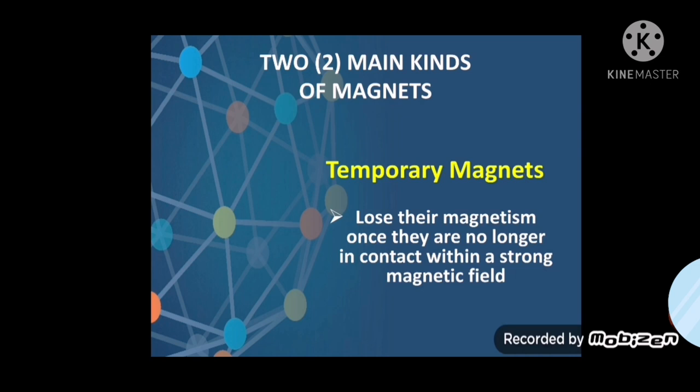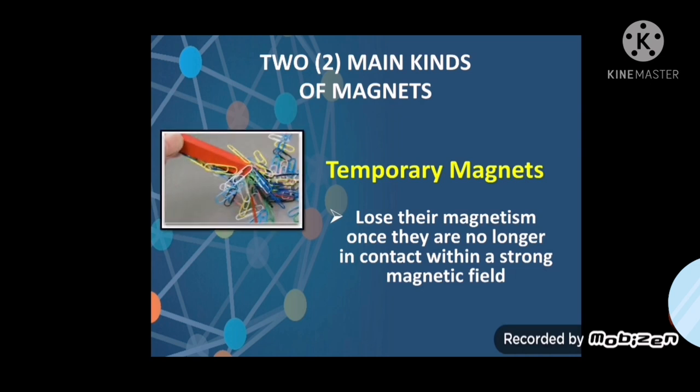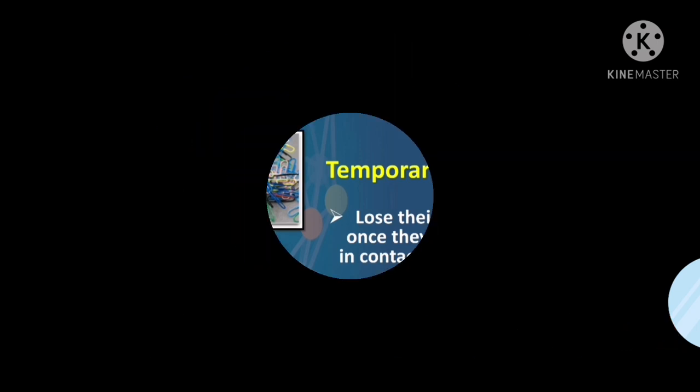Examples of this type are steel paper clips that have been exposed to permanent magnets. They lose their magnetism when they are no longer within range of the permanent magnet's strong magnetic field.